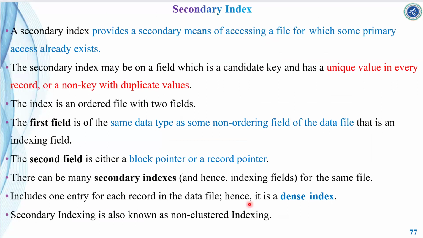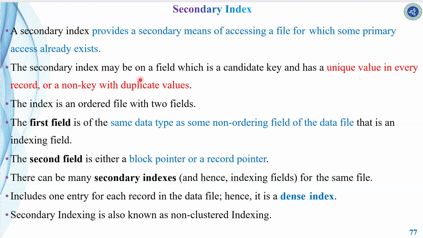Next, about the secondary indexing. So till now we have discussed the single level indexing. Now we can go to the secondary indexing. This is a two-level indexing technique, which is used to reduce the mapping size of the primary index. It means accessing a file for which some primary access already exists.